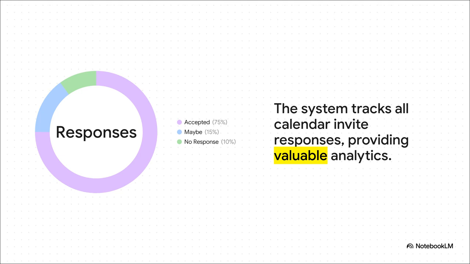And on top of all that, the system is also listening. It's tracking all of the calendar responses it gets back. This gives the organizer a really clear, real-time picture of how many people have accepted the event, who's marked themselves as maybe, and who hasn't responded yet. That is incredibly valuable data.